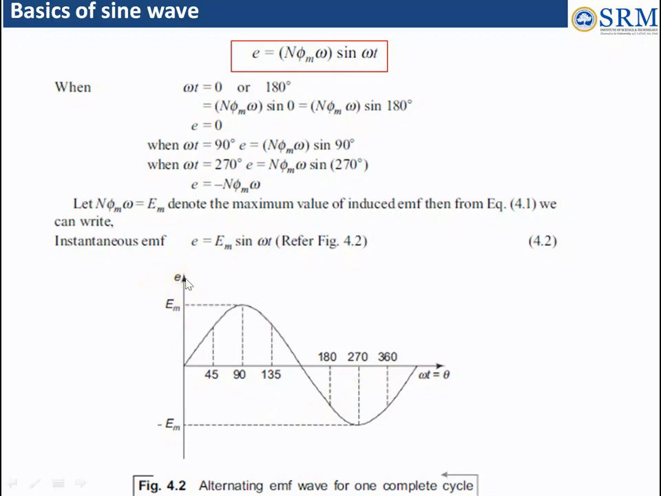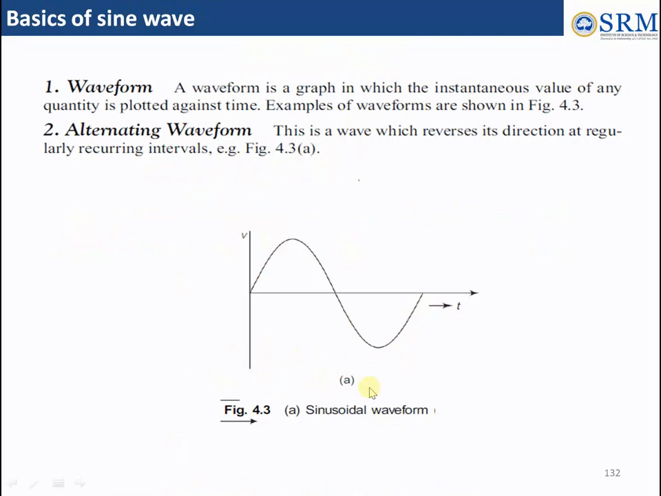The instantaneous EMF can be plotted as a sinusoidal wave. So we get the amplitude at different angles of rotating the coil. Omega t is taken along the x-axis, and this is the alternating EMF for the complete cycle. One positive and one negative instant together turn out to be a complete cycle.